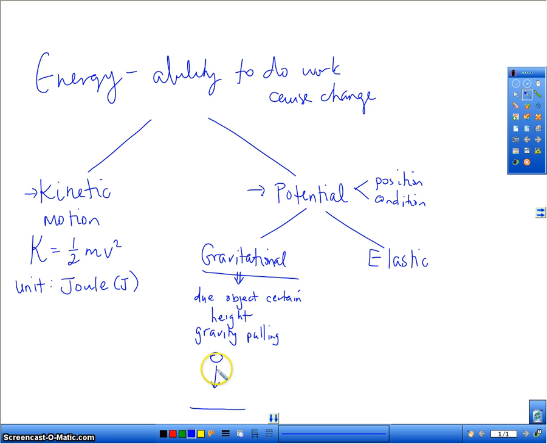So gravitational potential energy is due to the height above the ground, how high I am above my 0 point, and to the amount of gravity. There's more gravity on Earth and less on something like Mars or the Moon, so you'd have less gravitational potential energy where gravity is less. The formula is U, the symbol we use for all potential energies, with a G for gravitational. U_g equals m, the mass of the object, times g, the gravitational pull, which on Earth is 9.8, times h, the height above the 0 point.